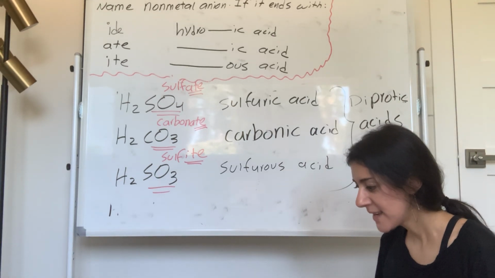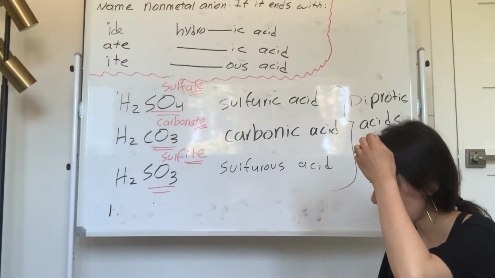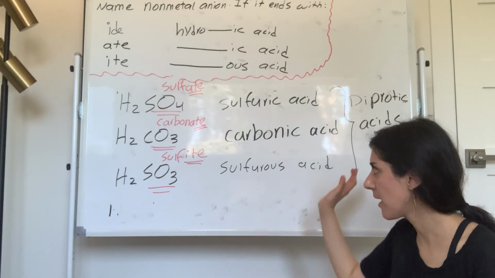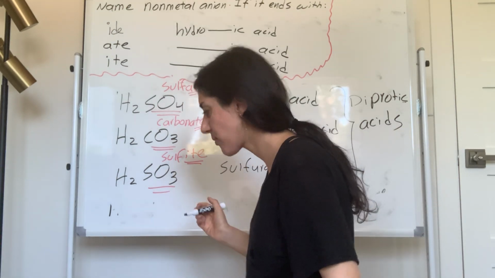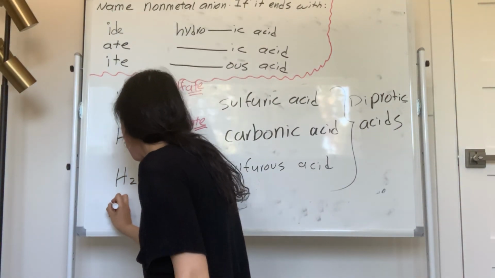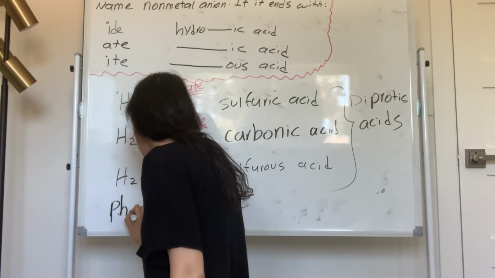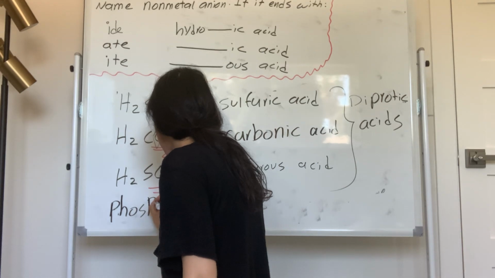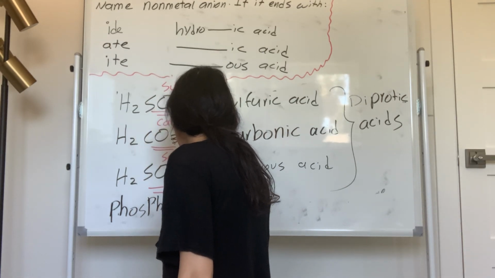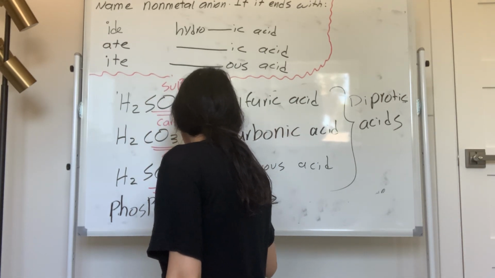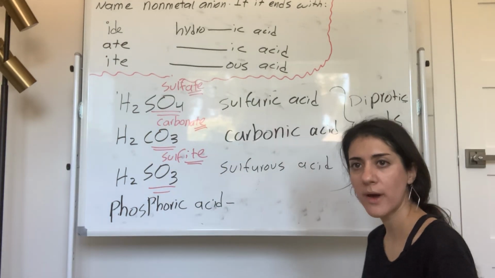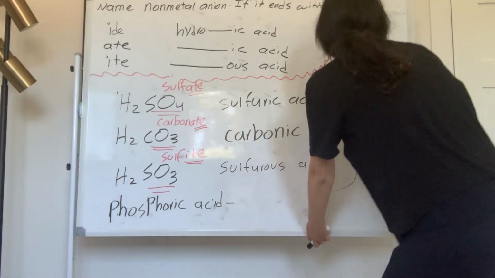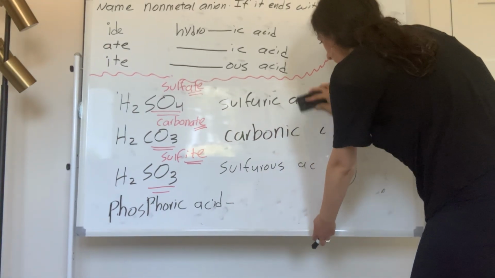Okay. So now I'm going to give you a practice problem to do, and you're going to do the practice problem while I'm erasing the board. Here is the practice problem. I'm going to get fancy on you. Phosphoric acid. Write down the formula for phosphoric acid. All right, you do that, and I'm going to erase the rest of the board.